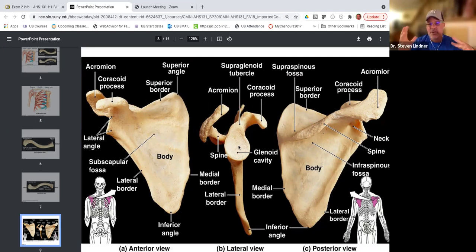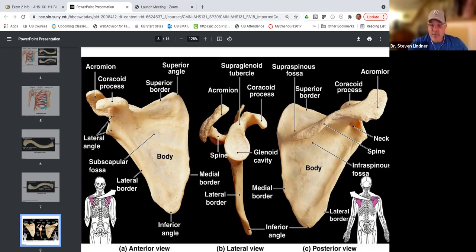Okay, so as you're studying this, I would kind of, in my mind or on a sheet of paper, say, what are the four fossas? Do I know the four fossas? Then I would say, do I know the three angles? There's three angles. There's a superior angle, inferior angle, and a lateral angle. The lateral angle is associated with the glenoid fossa.